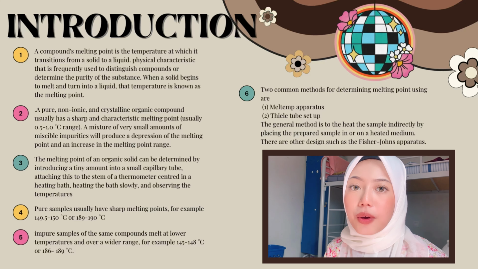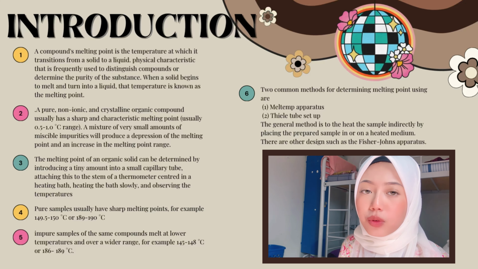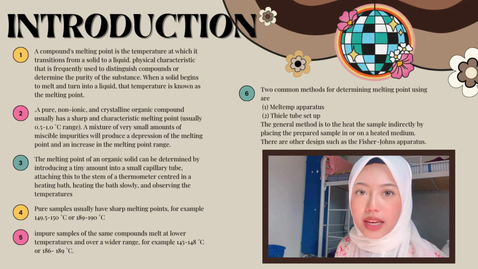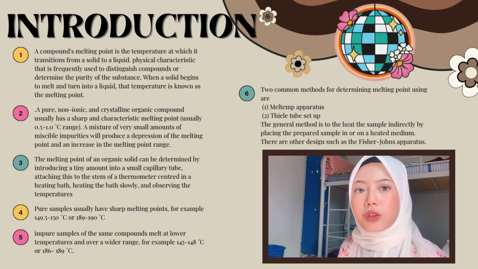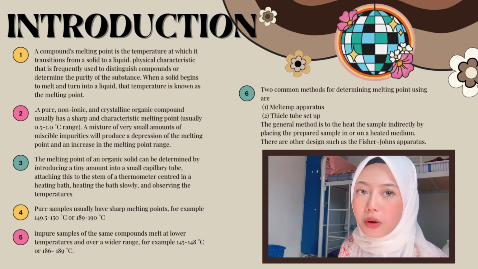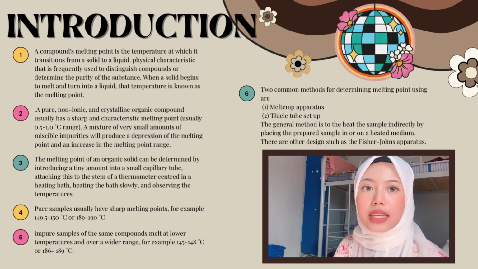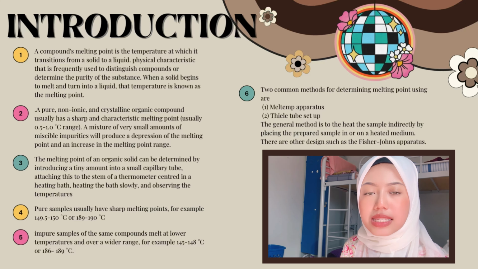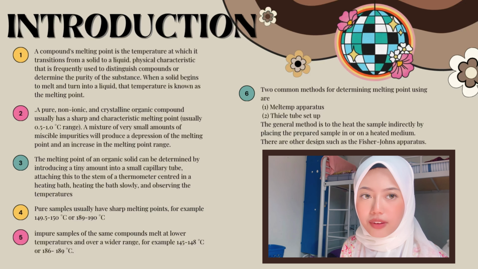A pure, non-ionic and crystalline organic compound usually has a sharp and characteristic melting point, usually in a 0.5 to 1.0 Celsius range. A mixture with very small amounts of miscible impurities will produce a depression of the melting point and an increase in the melting point range. Consequently, the melting point of a compound is a criterion for purity as well as for identification.